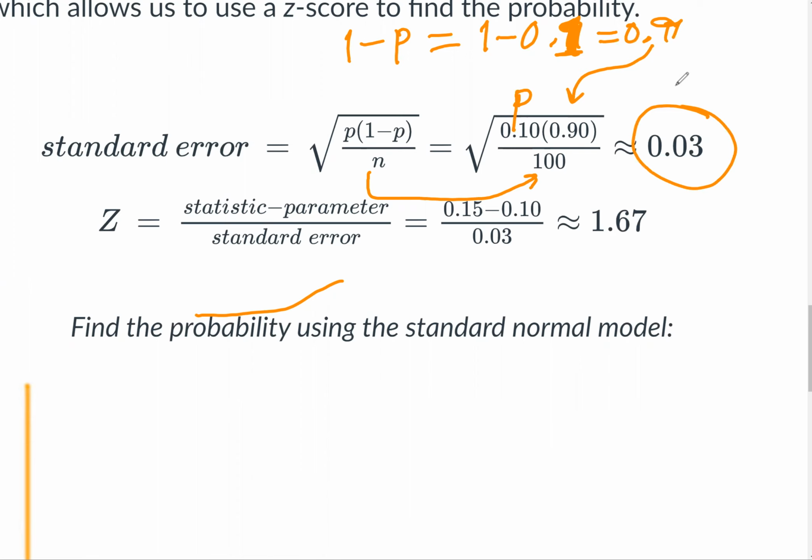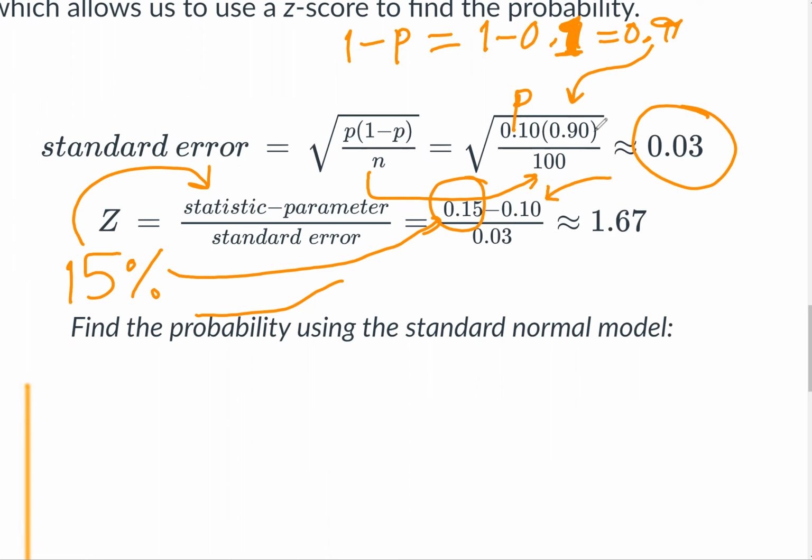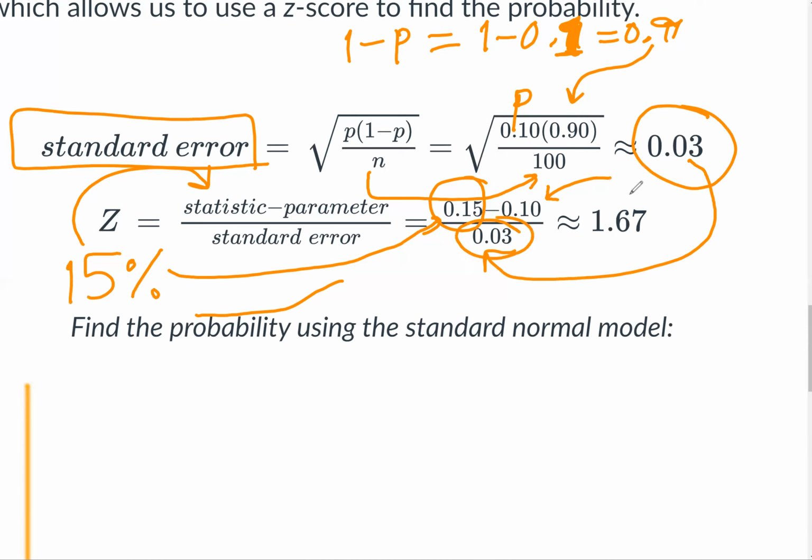And then calculate the z, the statistic, which was the one they gave us, because that's what they're asking about. They're asking what is the probability that 15% of my sample is enrolled in community college. The parameter is 0.10, and then divided by standard error. We just take that from the calculation we already did. So if you ever do this, make sure you calculate standard error first, because you're going to need that in the denominator of your z. I got 1.67.